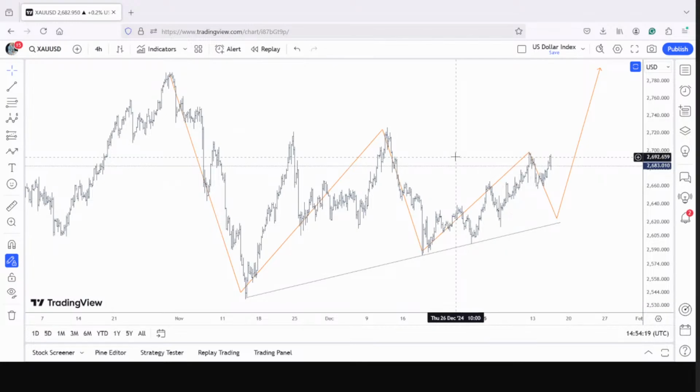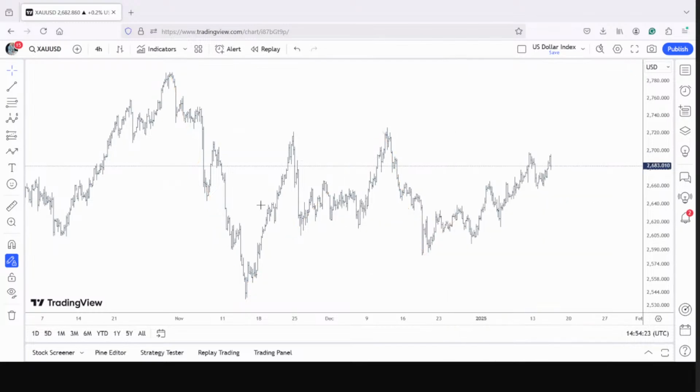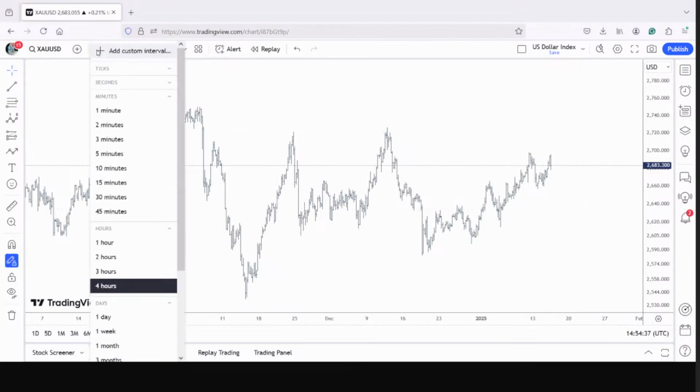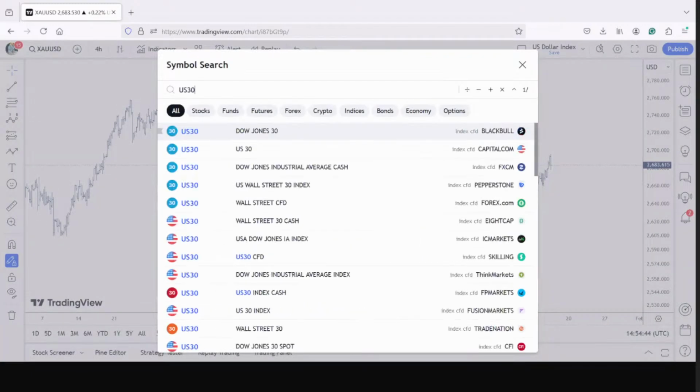In a nutshell, if you're a long-term trader or a positional trader, or if you're physically wanting to enter gold, this is not the price to do so. You'll have to wait until at least 26 or 25 to get on the long side, because there is one more high left in terms of minor wave 5. All right, and next is the Dow Jones.